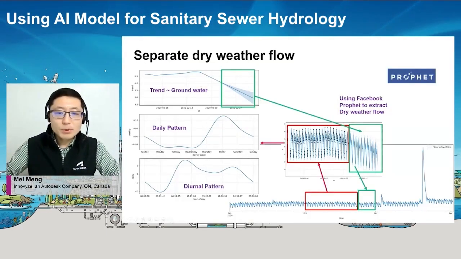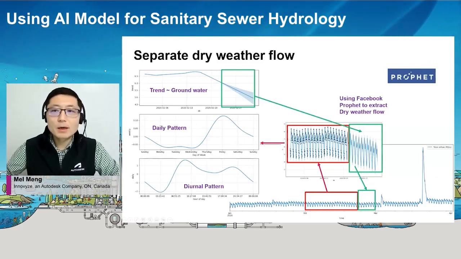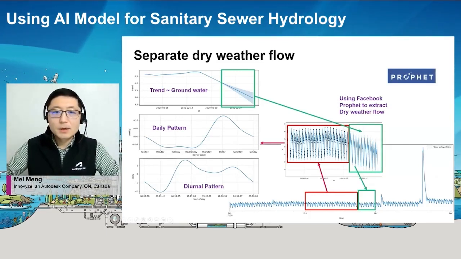So how can we separate the dry weather flow component? You can do this in Excel. You don't have to use this library, but I found it's easier to do it this way. I'm using Facebook Prophet. That's a time series forecasting library, and it's very easy to use.